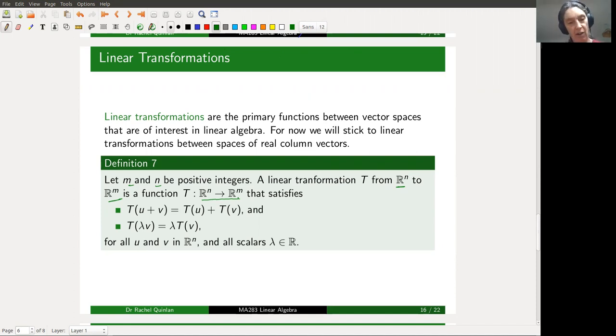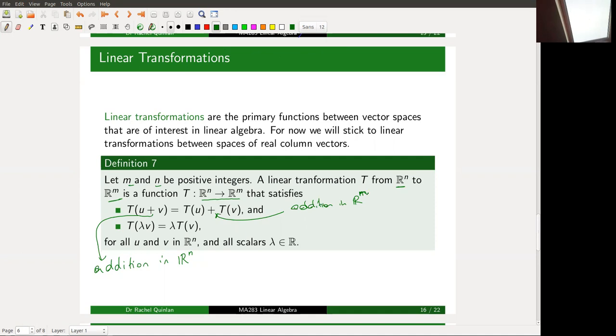So we can take a pair of vectors in Rn, add them together in Rn, then apply the function T. Or another thing that we could do is apply the function T to the two vectors u and v separately, and then add them over in Rm. So the second plus sign here is addition in Rm, and the first plus sign is addition in Rn. So they're not the same operation, is the point.